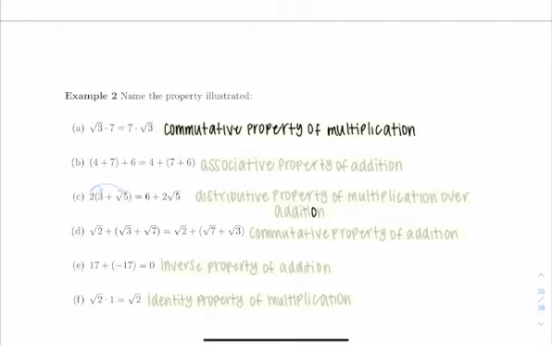What about the next one? 4 plus 7 being added first, and then we add 6, or adding 7 and 6 first, and then adding 4. So the only thing that changed here was the grouping. So this is the associative property. This time it's of addition.